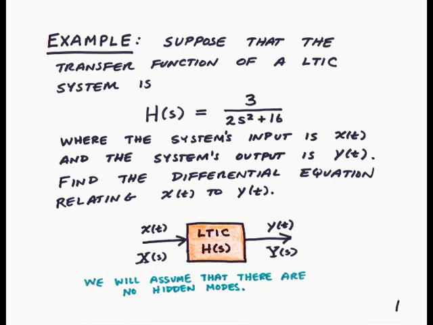So this is an inverse problem. We have X(s) going into the transfer function H(s), producing Y(s). We know what H(s) is, and we know that x(t) is related to X(s) and y(t) is related to Y(s) via the Laplace transform. Now, one important thing we'll need in order to complete this problem is the assumption that there are no hidden modes. So we're seeing everything that's going on inside of this system when we give the transfer function.